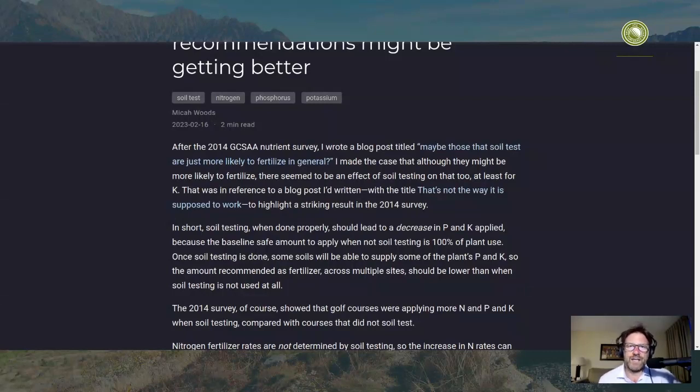If you look at the results of the survey, on average, the golf course superintendents who do soil test applied more phosphorus and more potassium than those who do not soil test. But that's not the way it's supposed to work. And in this blog post, there are links to those blog posts that I wrote back then, explaining why that's not the way it's supposed to work.